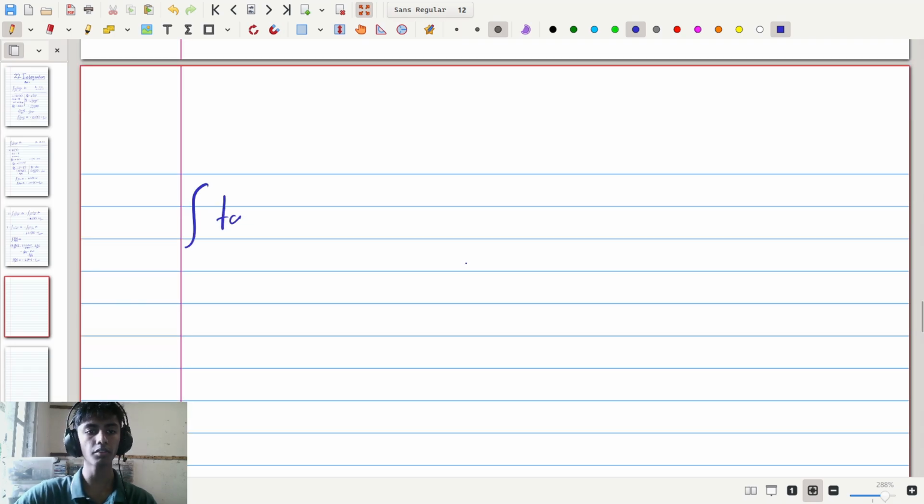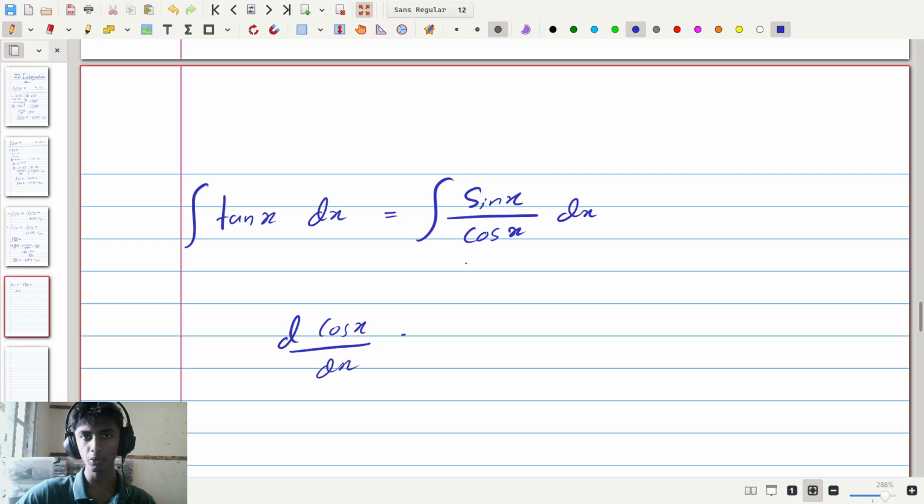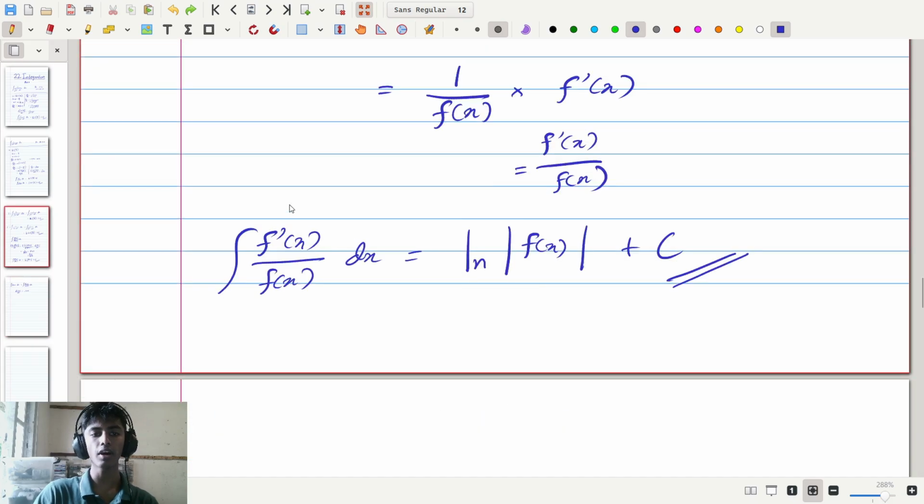Consider the integral of the tangent of x with respect to x. We know that the tangent of x is equal to the sine of x divided by the cosine of x. Therefore, we can write this as being equal to the integral of the sine of x divided by the cosine of x with respect to x. Now then, consider the derivative of the denominator. The derivative of the cosine of x with respect to x, as we found earlier, is equal to the negative sine of x. Therefore, if we had a negative sine of x on the numerator here, we would have the pattern that we need of the function's derivative on top and the function on the bottom.